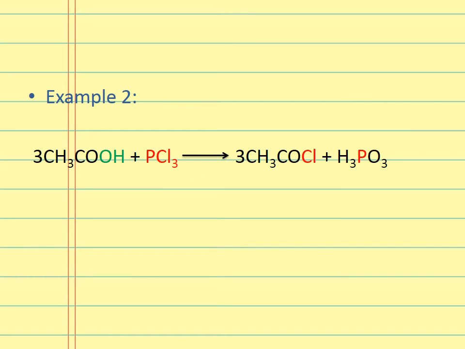Let's take an example of ethanoic acid reacting with phosphorus trichloride. We will end up with ethanoyl chloride and phosphorous acid, also known as orthophosphorous acid. Again, the ethanoyl chloride can be separated by fractional distillation.